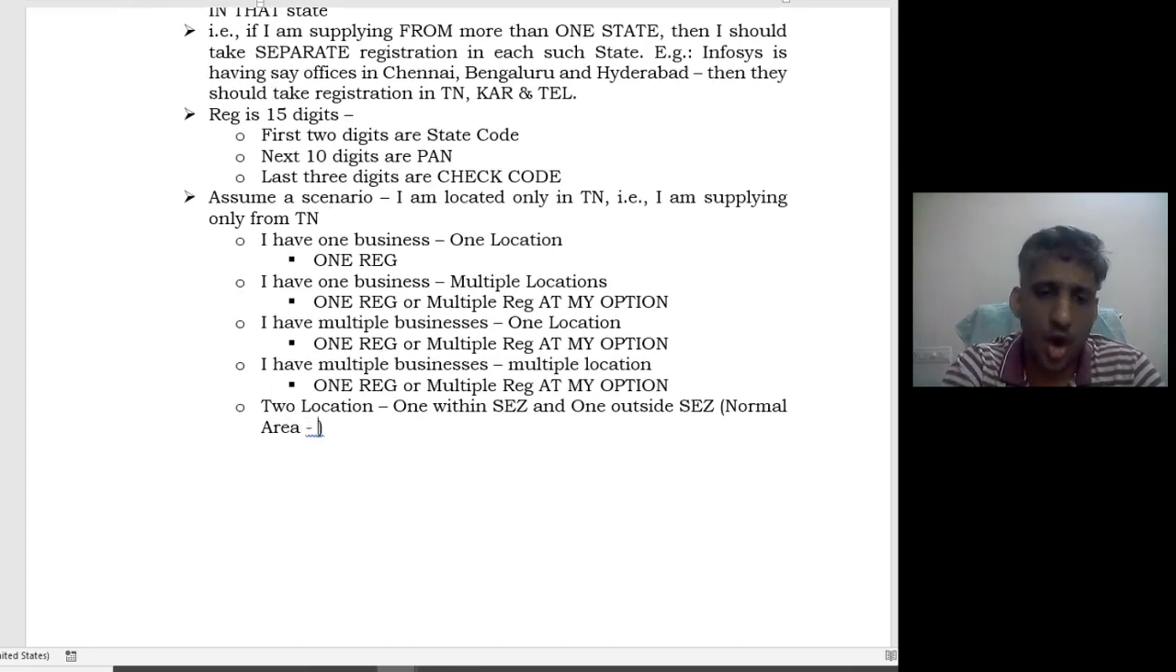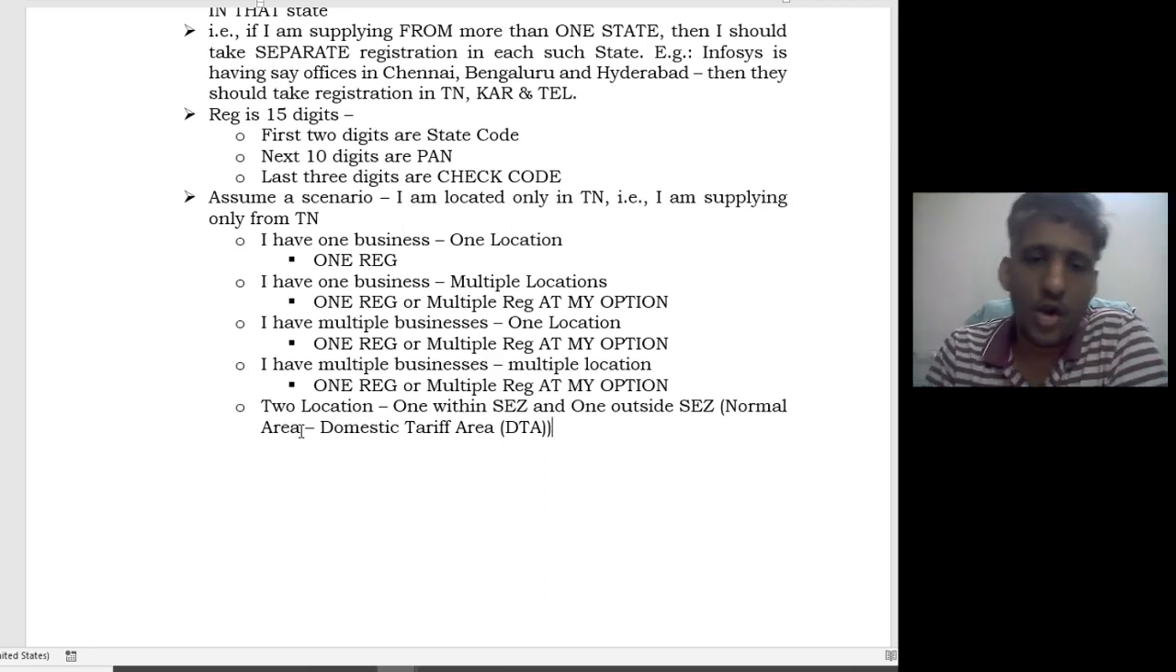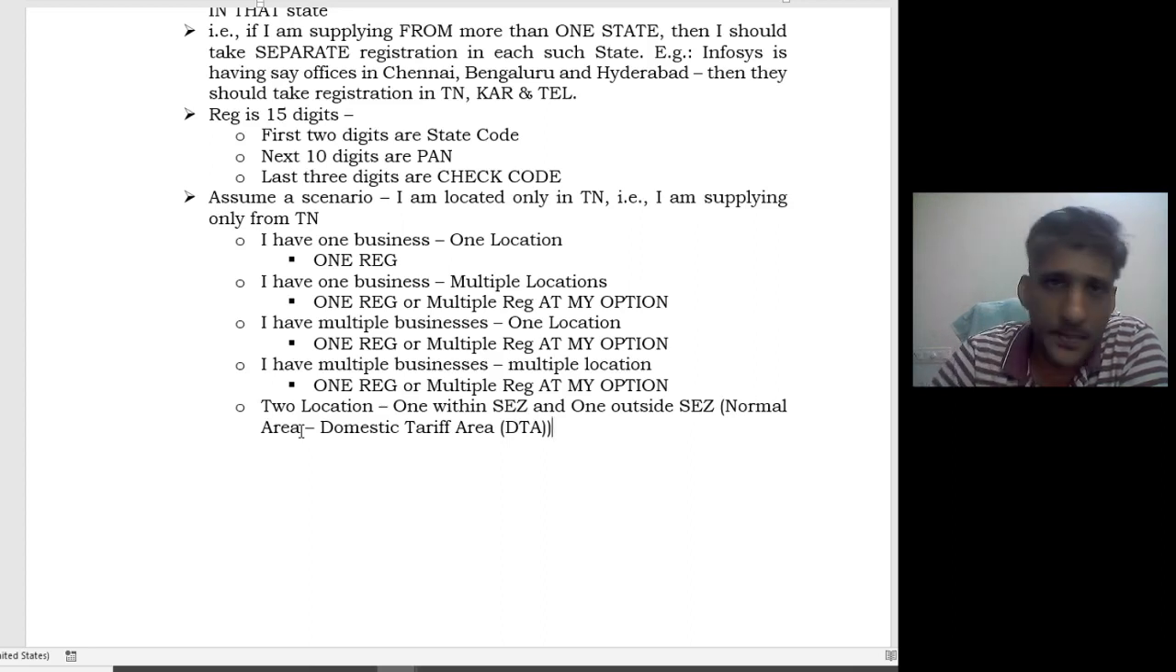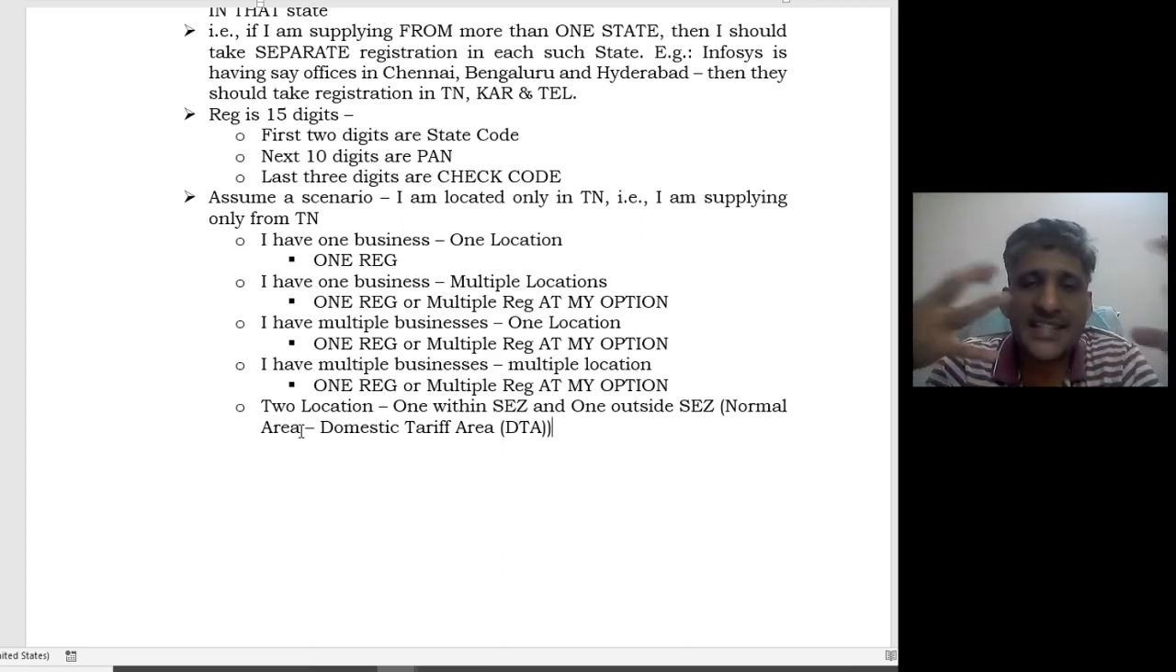The normal area is also called the domestic tariff area. This is the word we will use in customs. DTA, we call it DTA. DTA means a normal location which has got no special benefits. It's called DTA, domestic tariff area. When we go to customs, we will learn words like EOU, STPI, BTP, STP, ETP, ACZ, export zone. All those are different words for locations which have got some special benefit under the tax laws. A location which has got no special benefit is called a domestic tariff area, DTA.